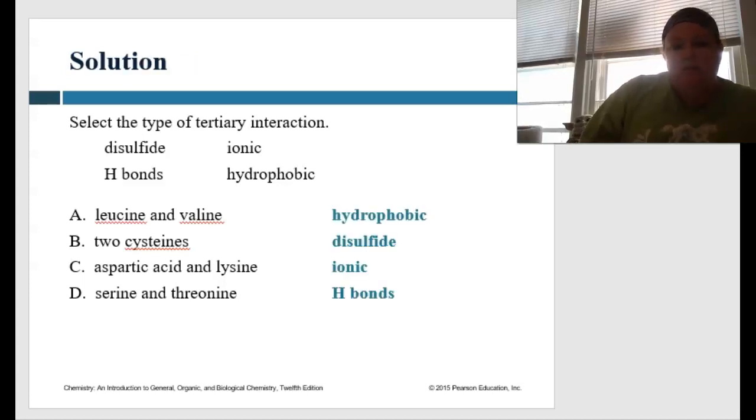So leucine and valine, those are carbon and hydrogen, so those would be hydrophobic. Remember that cysteine, that's the special guy, and he has an SH on the end, and so 2 SHs come together as the disulfide. Aspartic acid and lysine, that would be ionic, where serine and threonine would be those hydrogen bonds. Okay, good job.